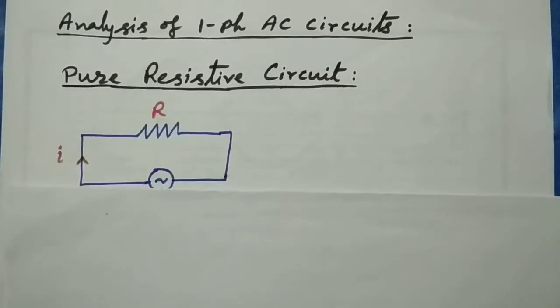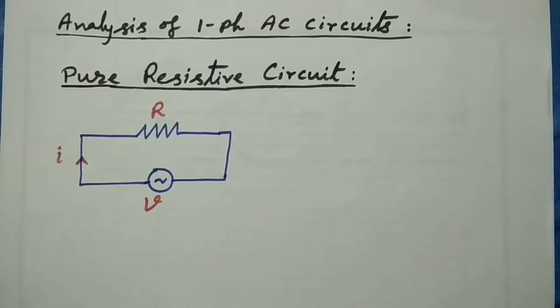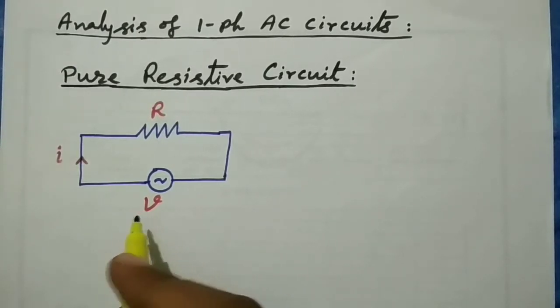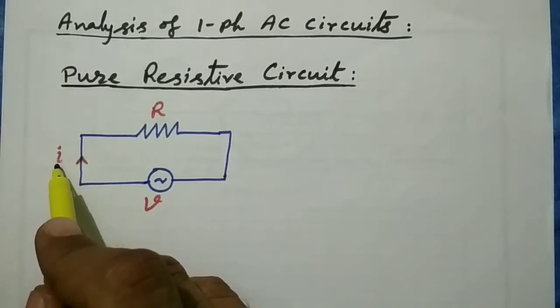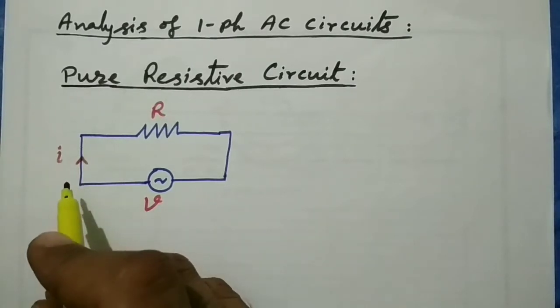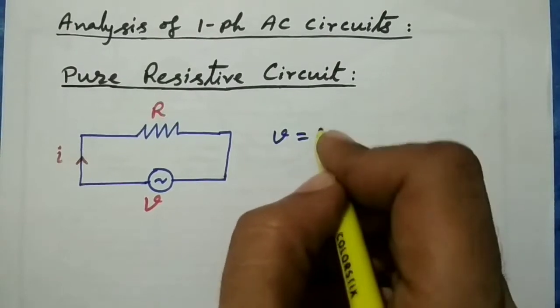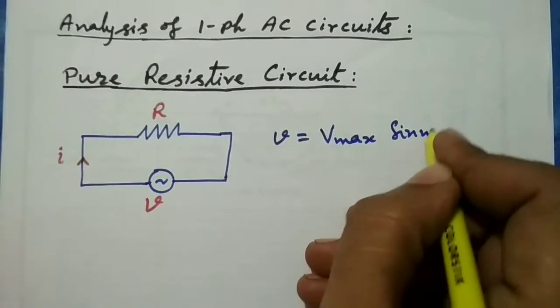So now consider a purely resistive circuit that I have shown here. R is the resistance, R ohms. It is connected across the alternating voltage V. So the circuit is closed, therefore the current I will be flowing through the circuit. Here V is the alternating voltage and it can be represented as V max sin omega t.